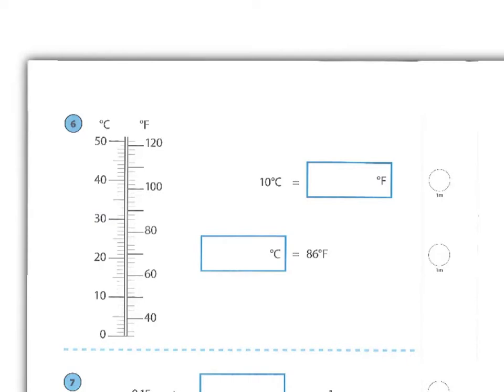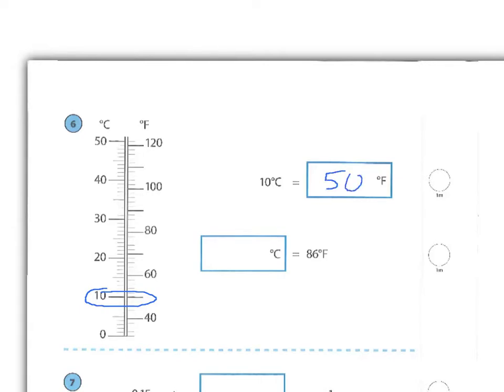Question 6. This is all about converting between degrees C and degrees F. So the first question is 10 degrees C equals how many degrees F? Well, the first thing I have to do is on the temperature scale I have to find where 10 degrees C is, and that is on the left, and it's here. So if I take a look at the right to see where that is, I can see that it's between 40 and 60, therefore 10 degrees C is 50 degrees F.